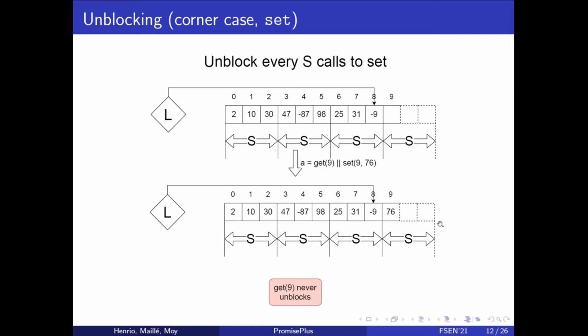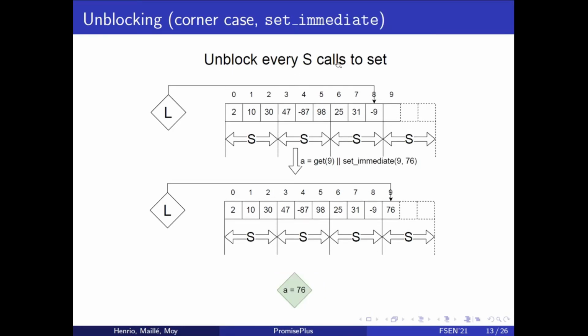So our API exposes a third method, which is called setImmediate, that behaves exactly like set, except it will also trigger an unblocking forcibly. So now every call to get from index 0 up to index 9 included will unblock.